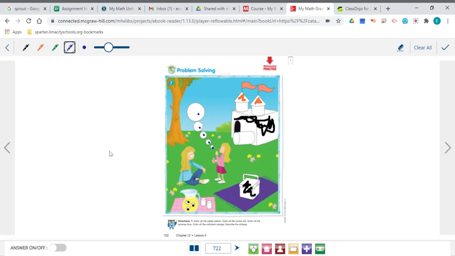And the last direction on the page says that we're going to color the cylinders orange. Color the cylinders orange. So there's a cylinder. The tunnel that's coming out of the castle is a cylinder. And the two cups that are down here on the picnic basket are also cylinders.